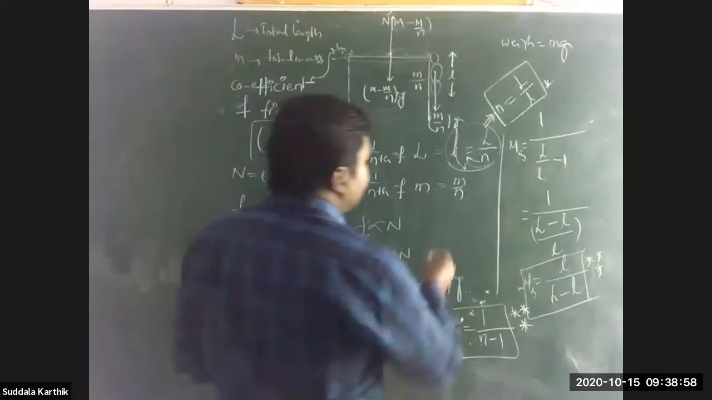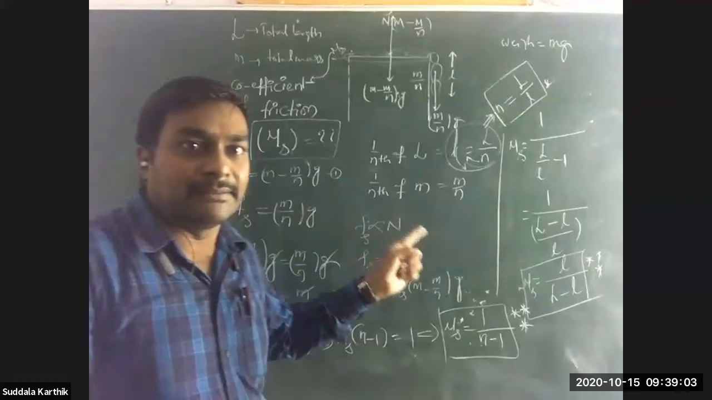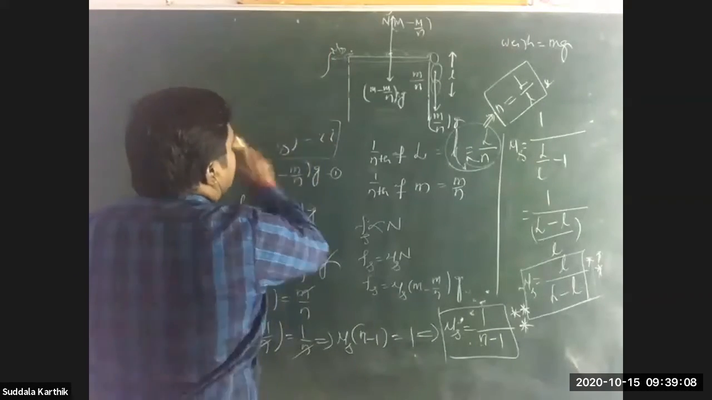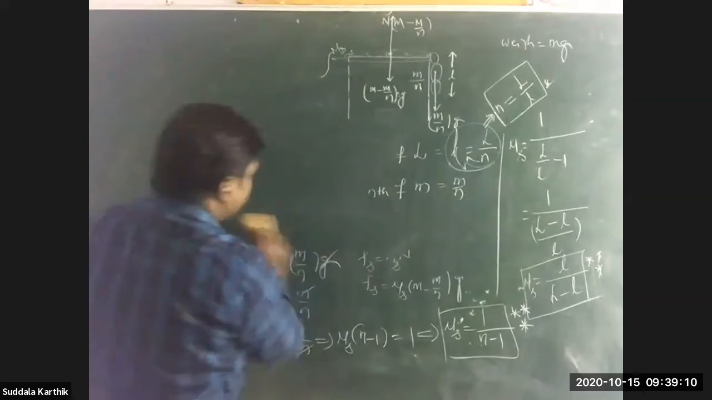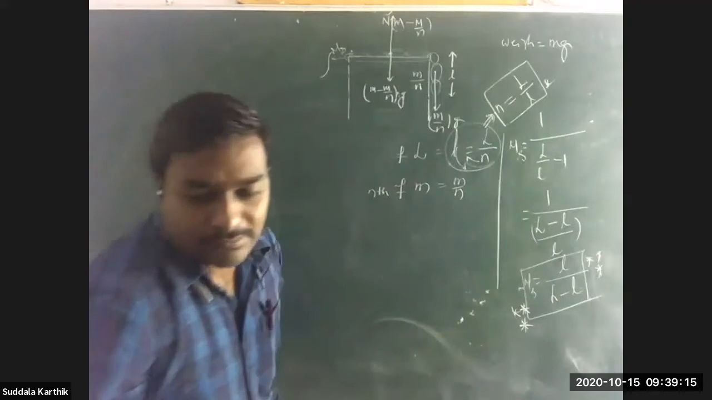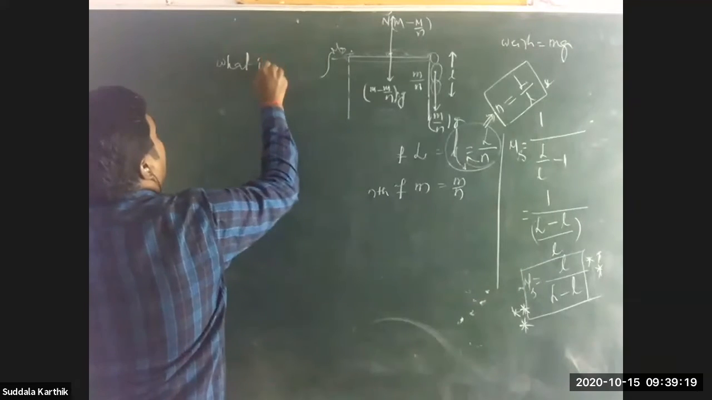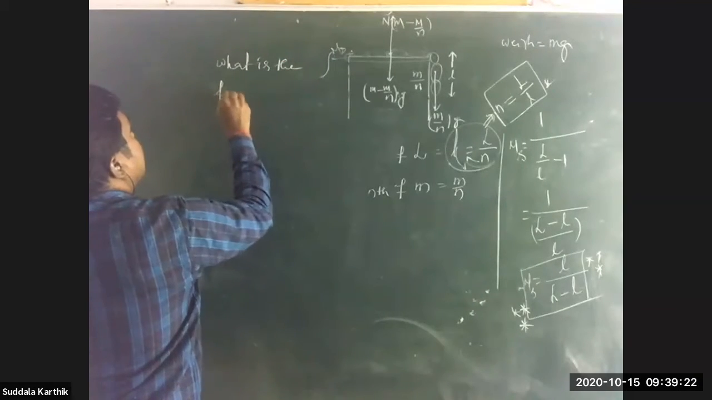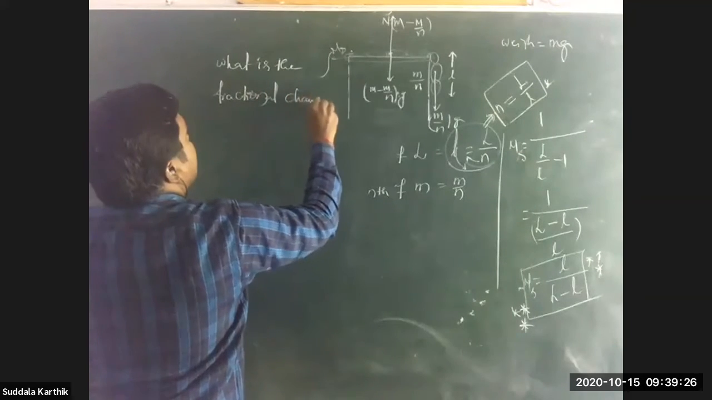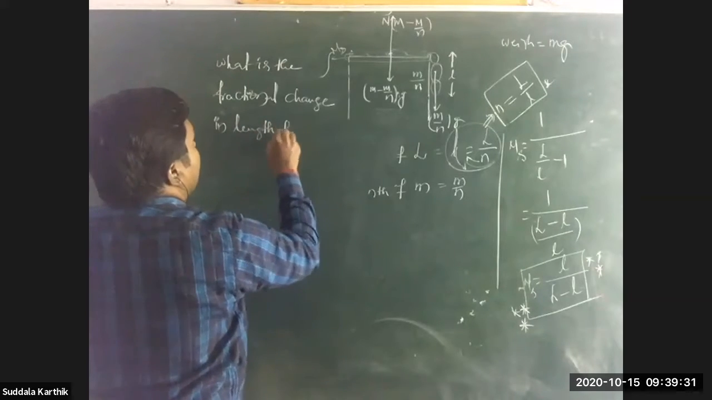Sometimes they may ask delta L by L. Shall I rub this, Nana? Already the notes are also there. Yes, sometimes they can ask this one, Nana. They may ask this type of questions also. What is the fractional change in length of the chain?